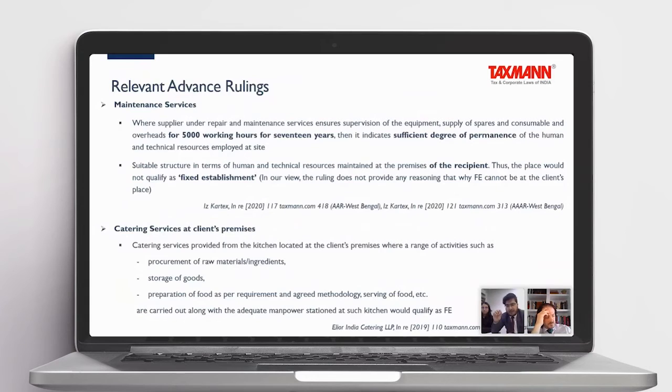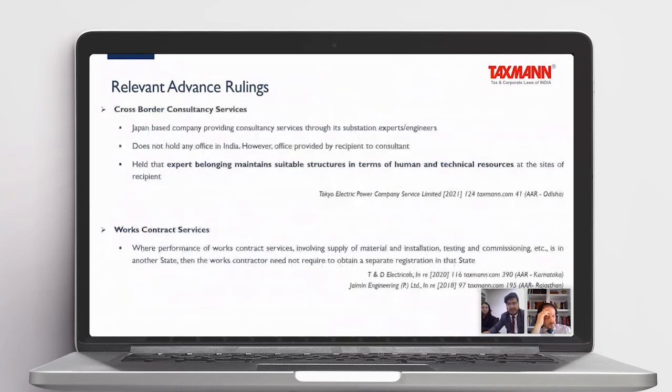So the Karnataka Authority of Advance Ruling held that that place would qualify as a fixed establishment, and accordingly you will have to take a registration in that state. Cross-border consulting services: in this case, the Odisha AAR held that if the experts are coming into India and providing the technical services, it directly concluded that there exists a suitable structure in terms of human and technical resources. And therefore, in this context, the foreign company, a Japanese company, would require registration in India and accordingly pay GST under forward charge.